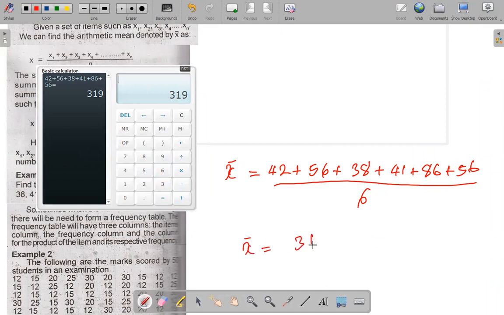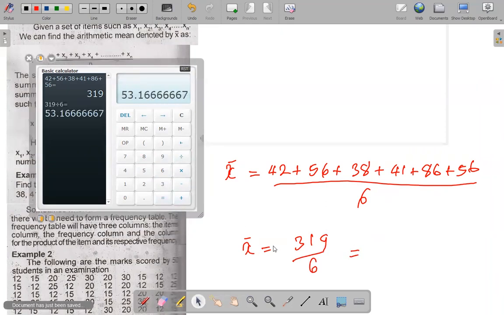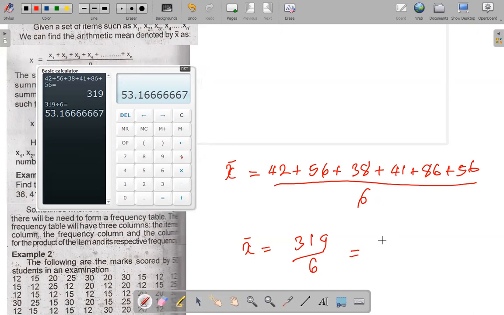equal to 319 divided by 6. And 319 divided by 6 is 53.17 amperes meter. With our arithmetic mean here, S bar is 53.17. Or if we round it to one decimal place, that is 53.2. That is the arithmetic mean from ungrouped data.